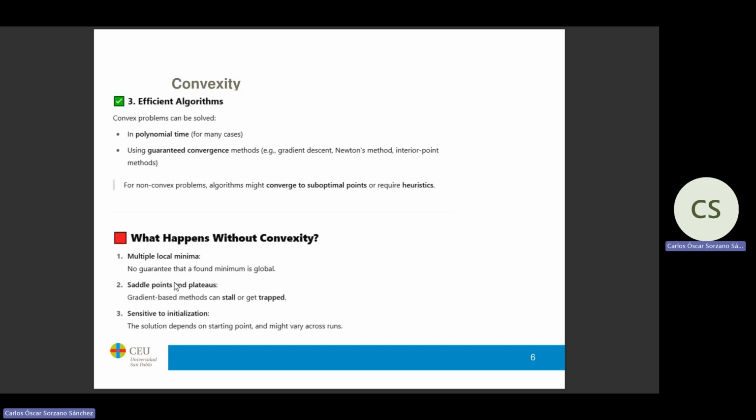Then because you have many local minima and these algorithms converge to local minima, for non-convex functions the solution depends on the initialization. So you start somewhere and you go to a local minimum, and if you start somewhere else, then you go to a different local minimum.